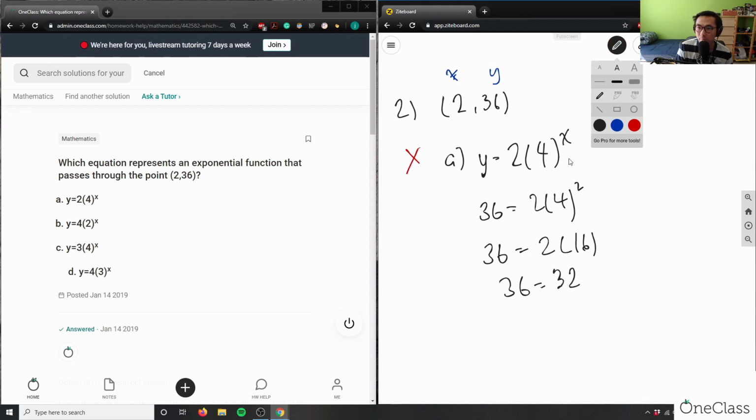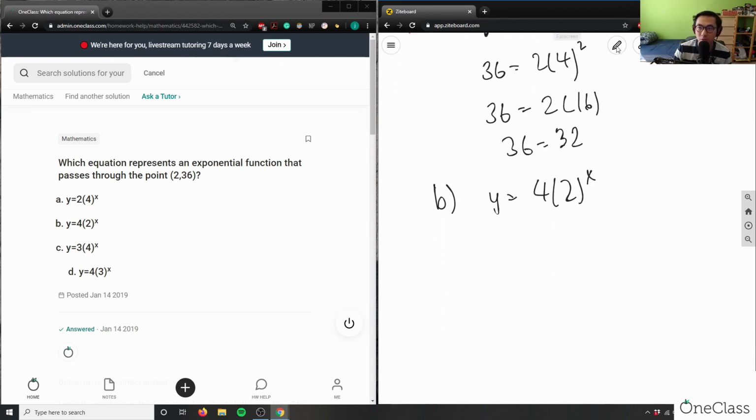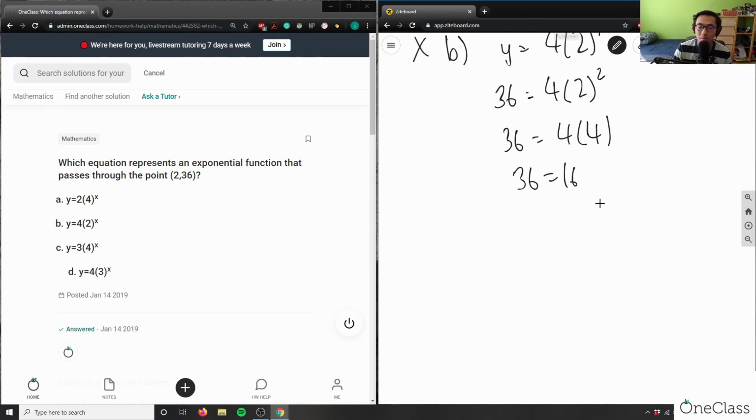So let's look at B. For B, I have y equals 4 times 2 to the power of x. Let me just make some room here. Again, my points are 2 and 36, so 36 is my y value and 2 is my x value. I have 36 equals 4 times 2 squared, which is 4. 36 equals 16. This is also wrong. I need 36 equals 36, right? So this is wrong.